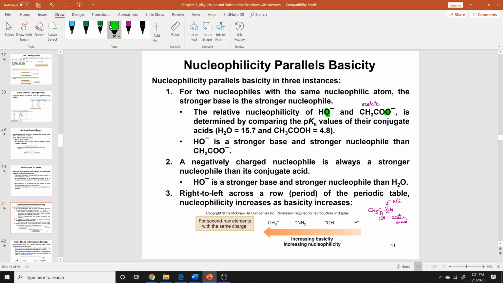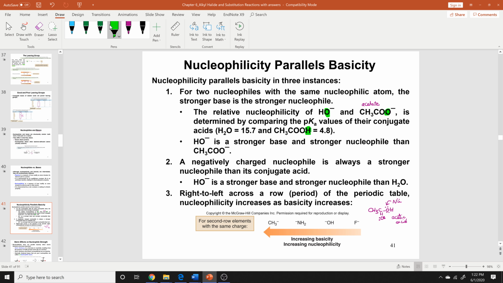It's an acid by itself. This is different. OH comes from water. Acetate comes from acetic acid. This is an acid. You don't have to look at the pKa. It is a carboxylic acid. This is an acidic hydrogen over here. So if this is an acid, then its conjugate base is going to be weak. Then if the conjugate base is going to be weak, we are going to go by the rule, the stronger the base, the stronger the nucleophile. This is more basic, then OH is a stronger nucleophile than the acetate.